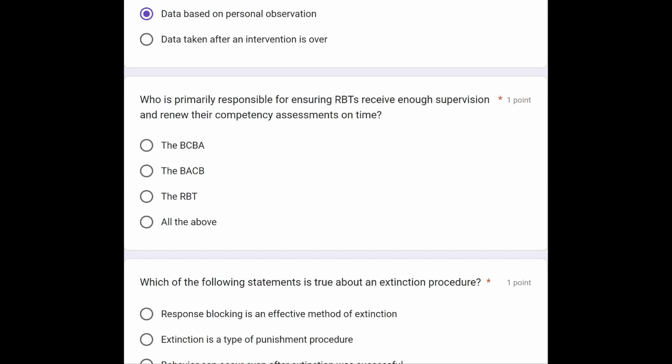Who's responsible for ensuring you get enough supervision and you get your competency assessments renewed? It's going to be you. It's your responsibility solely. We can't blame others if we don't get enough supervision, if we don't renew our competency. You have to go out of your way, keep track of these things, and try until you're successful. Who's primarily responsible for making sure you get enough supervision as an RBT and that you renew your competency on time? Well, it's going to be you, the RBT.